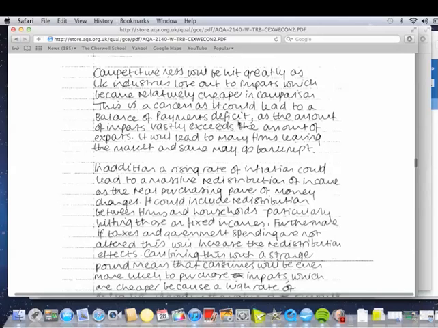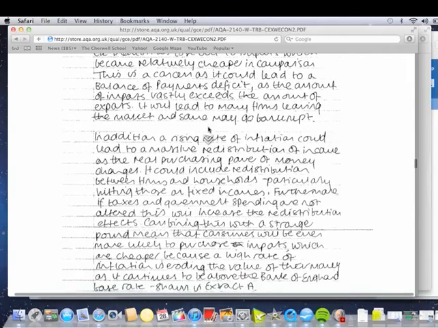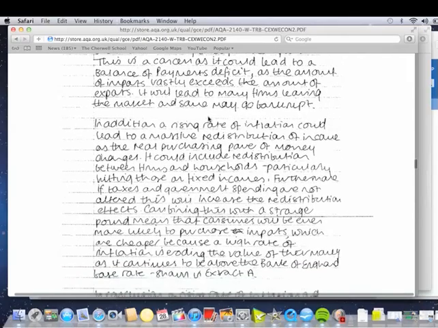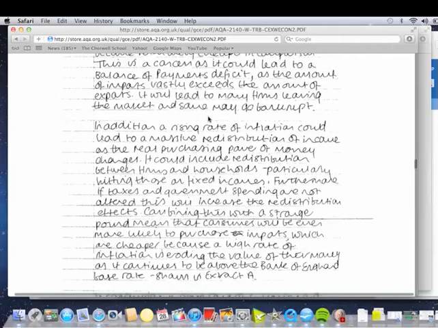Will it depend upon price elasticity of demand for exports or imports? As the amount of imports vastly exceeds the amount of exports, well, that already is the case. So we want to say the trade deficit is growing, I presume, yeah?